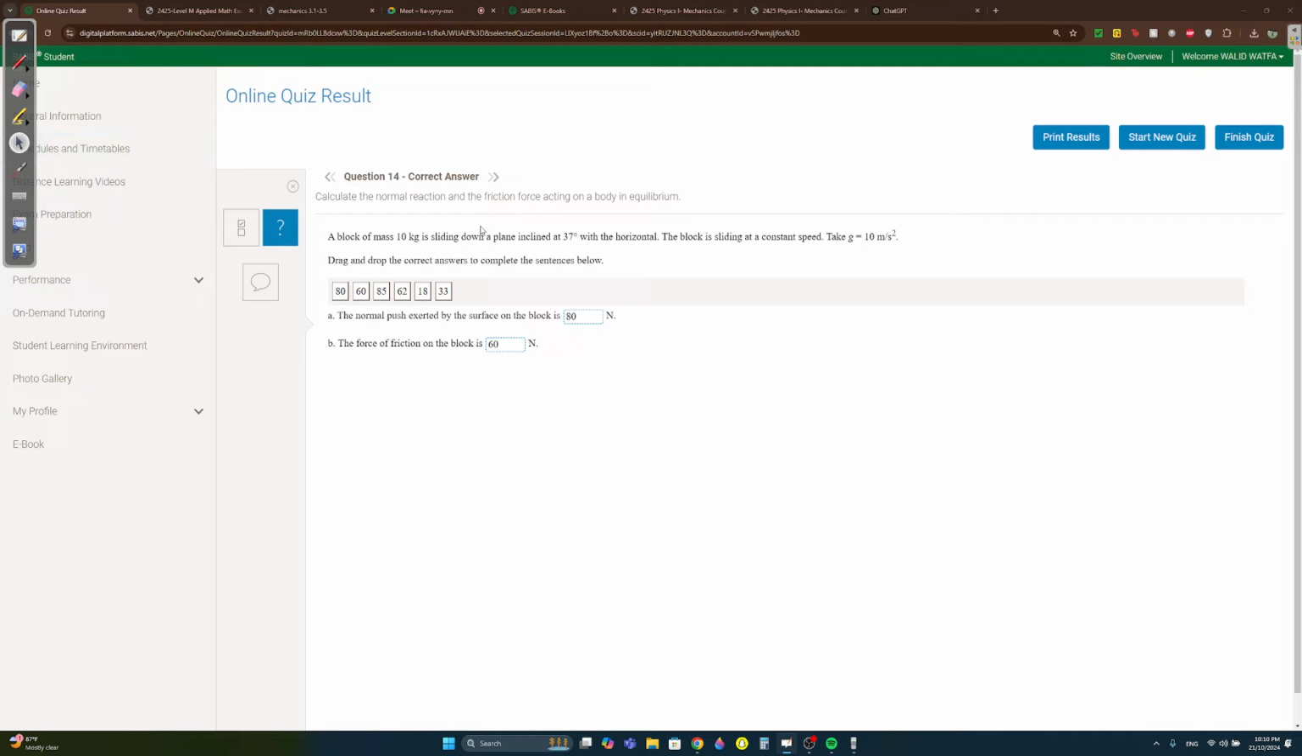A block of mass 10 is sliding down a plane inclined at 37 with the horizontal. The block is sliding at a constant speed. What's the normal push exerted by the surface on the block? Okay, I'm going to show you this. I'm going to draw it. I'm going to give you a formula, memorize it. Okay, here is the block and the normal push.